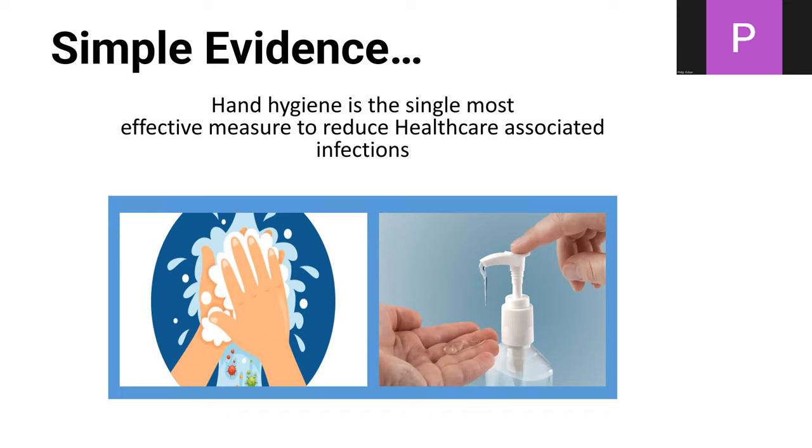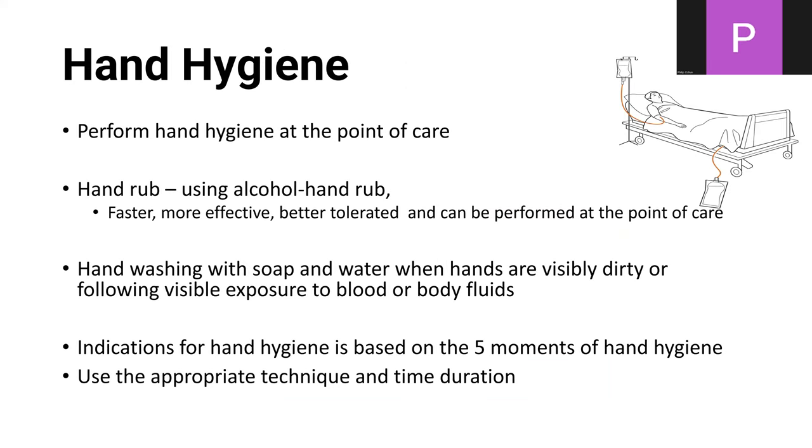Next slide. And how should we do hand hygiene? There are two methods. One is hand washing and the other is hand rub. So we should prefer to do hand rubbing using alcohol-based hand rub. Why? Because it is faster, it is more effective, it is better tolerated, and most importantly, it can be performed at the point of care, right at the point of care. That is where we want hand hygiene to be performed. And what is the point of care? That's where three elements come together: the patient, the healthcare worker, and the patient care activity. So that point of care is where the hand hygiene should be performed.